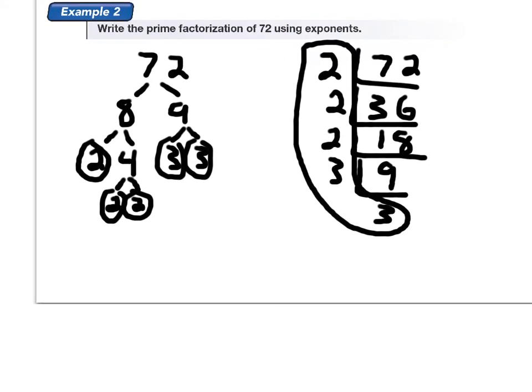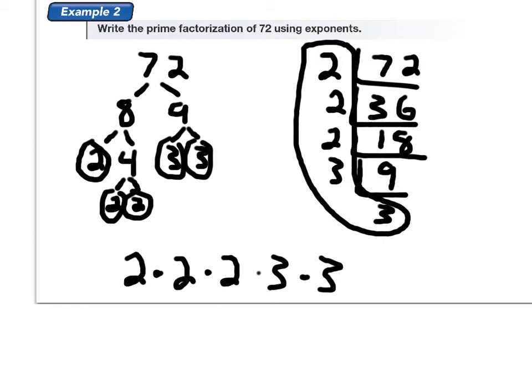So now the first thing we do is write this in expanded form. Okay. Now these are both the same thing, so first in expanded form, we're going to write it all out. So we've got 2 times 2 times 2 times 3 times 3. Okay. So there's all our prime factors listed out.